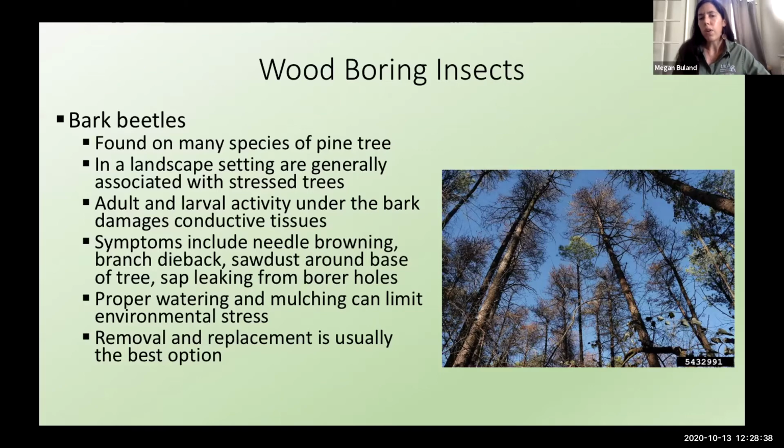Proper watering and mulching can limit environmental stress that might make trees more susceptible to bark beetles, but there really aren't any effective treatments available for most of the bark beetles that impact pine trees, and removal and replacement with a different kind of tree is usually going to be your best option with these insects.